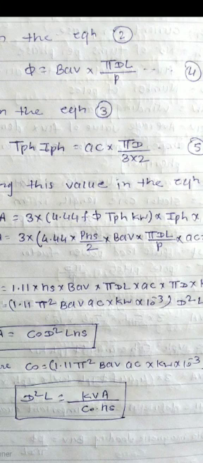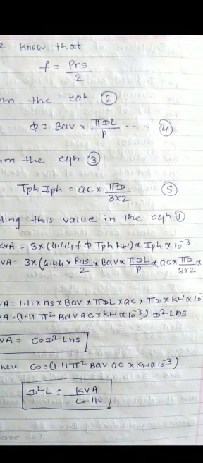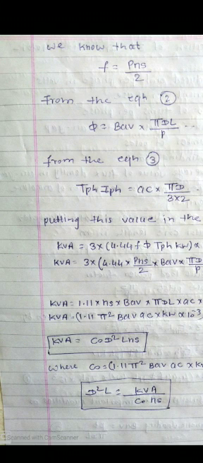Whatever the value of 1.11 pi square B average AC kW into 10 raised to minus 3, that value is nothing but C0, and we already know what C0 is. That is the output coefficient, similar to the previous design of DC machines. So instead of that value we put C0, and our equation becomes kVA is equal to C0 D square L NS.